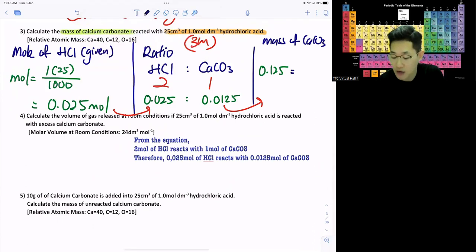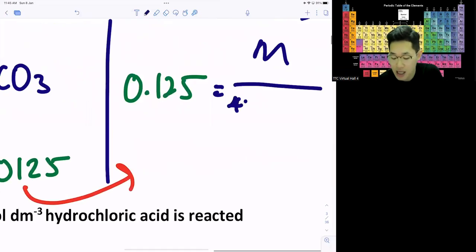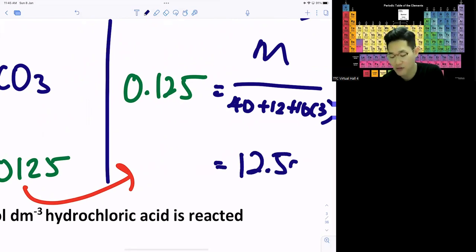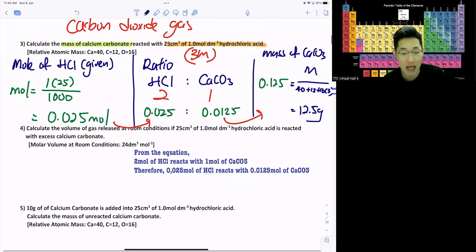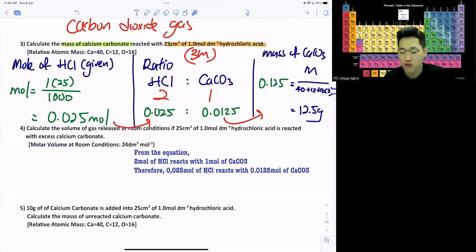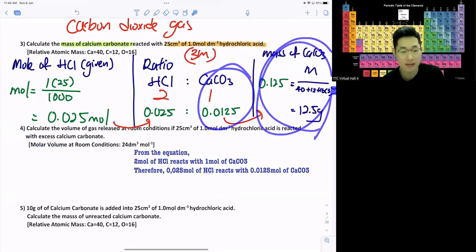So 0.0125 equals to mass over molar mass. Molar mass of CaCO3 will be equal to 100, okay? So it will be 12.5 grams, if I'm not mistaken. Like that. So you can see the given value will always be on the left-hand side. The things they want you to find will always be on the right-hand side.